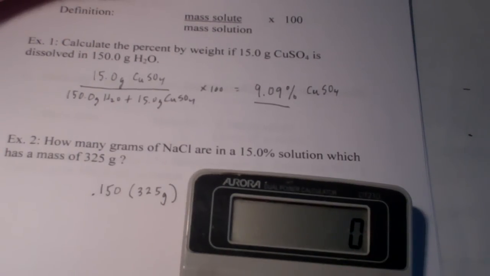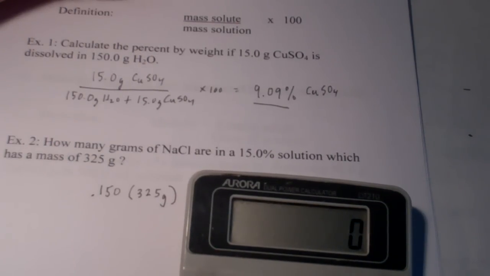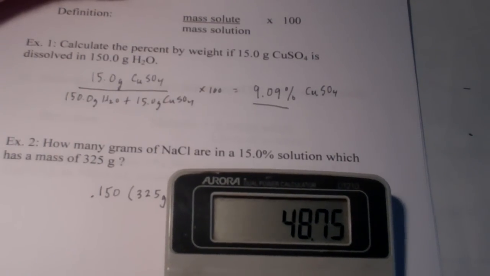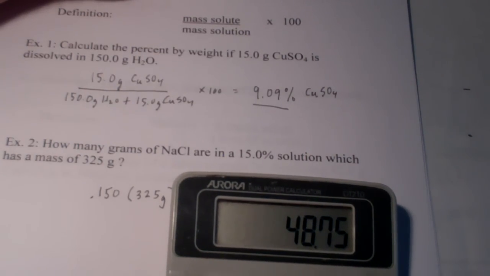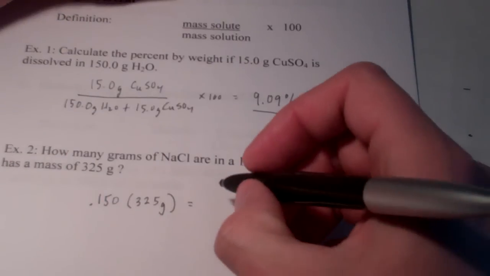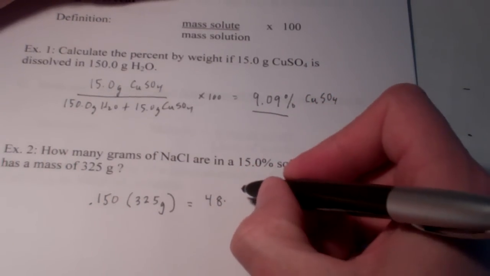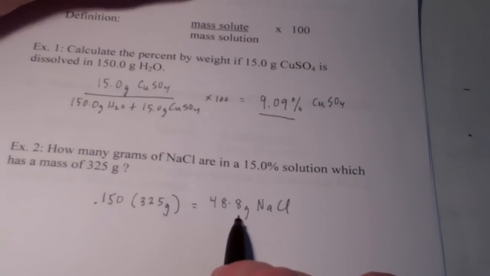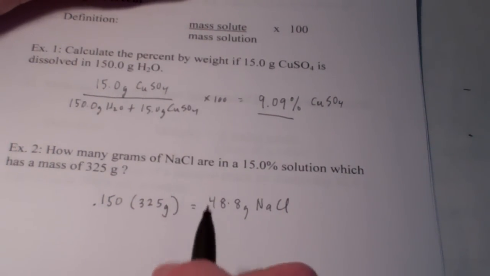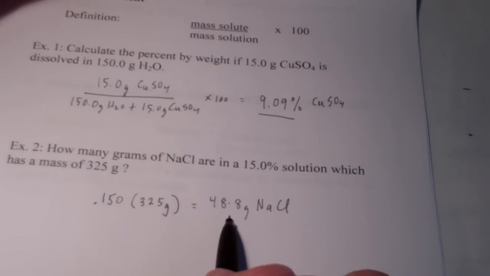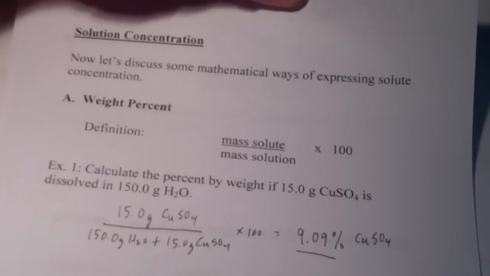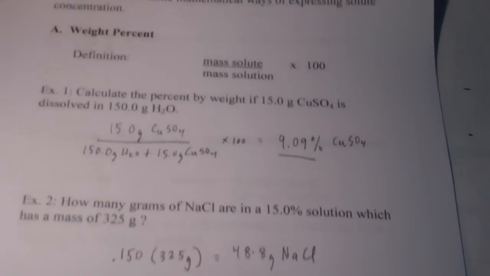So we'll pull out the cheap calculator again, 0.15 times 325, and we end up with 48.8 grams of that being sodium chloride. 48.8 grams of NaCl. Now, of course, the rest of that 325 grams would be my water. But 48.8 of that would be 15% of 325 grams. Okay, we all set with weight percent. Pretty straightforward.